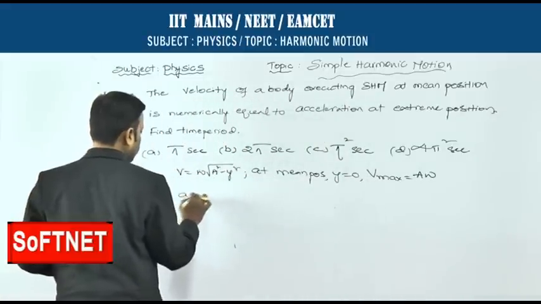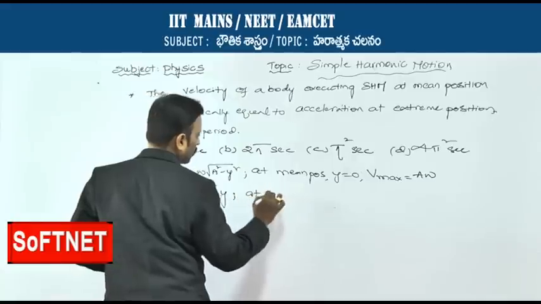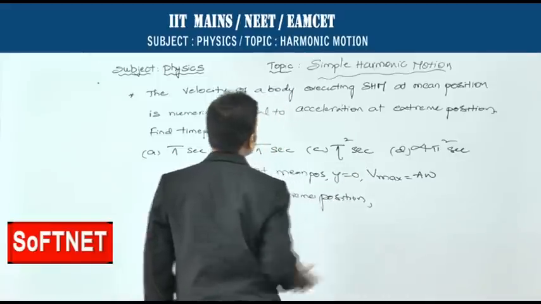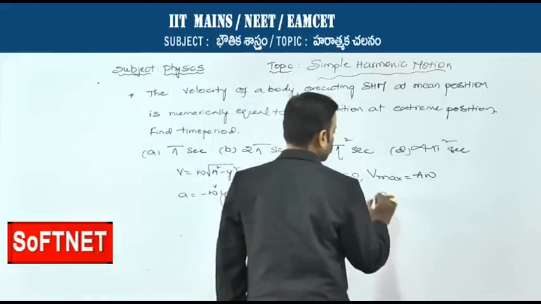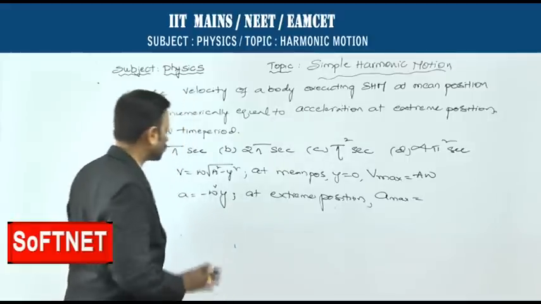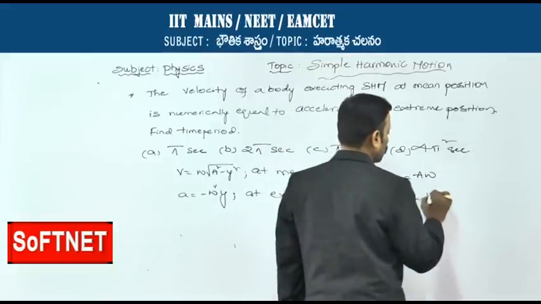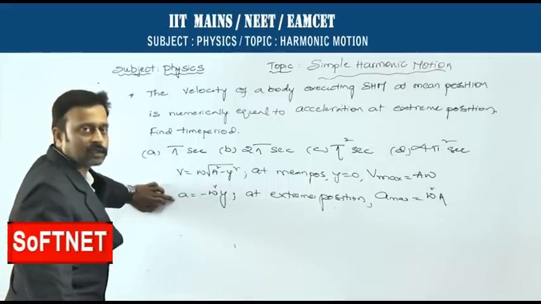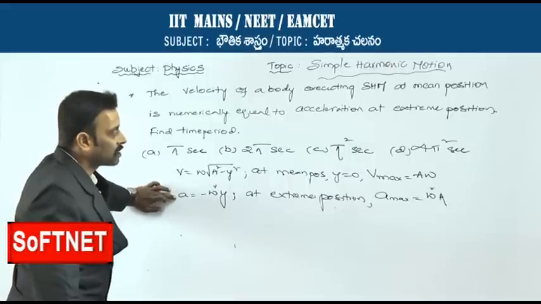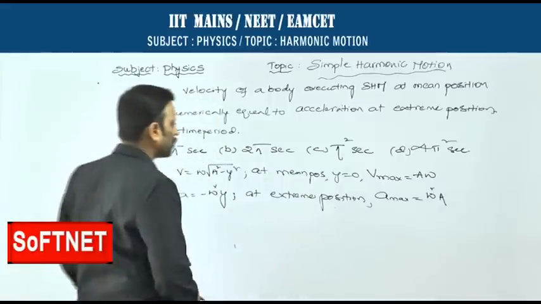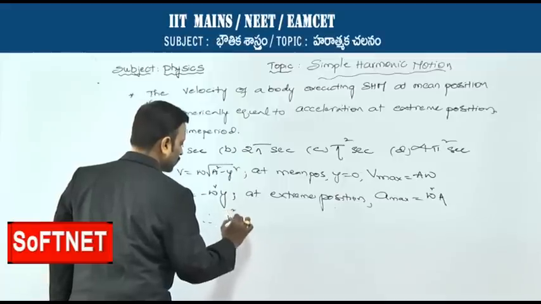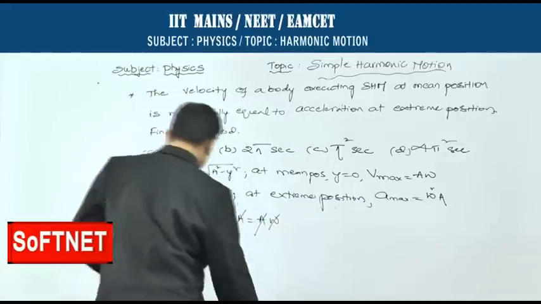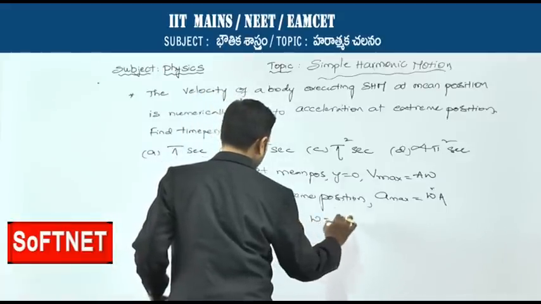The formula for acceleration is a is equal to minus omega square into y. According to the data given, at an extreme position, acceleration A max is equal to, substituting y is equal to a here, omega square into a. He is saying that velocity at mean position is equal to acceleration at extreme position. As these are equal, I can equate these two equations. Therefore, omega square into a is equal to a omega. Cancel a on both sides, omega on both sides. So from this, omega is equal to 1.